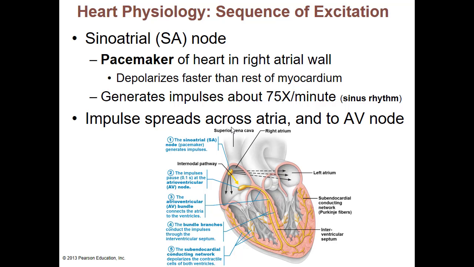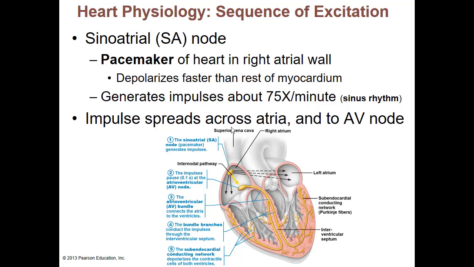Now, the sinoatrial node, part of its name is atria. The top part of the right atria, only the right side, not the left side, is where you find the sinoatrial node. And it's nicknamed the pacemaker of the heart, because the SA node in the top part of the right atrium is where you have that big concentration of electrically unstable cells that are going to generate your electricity through the heart.